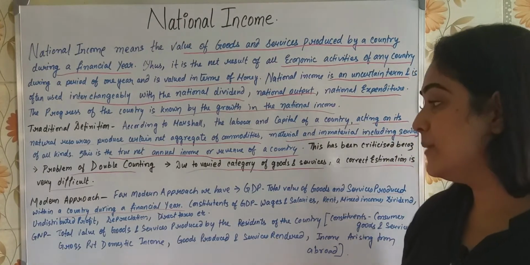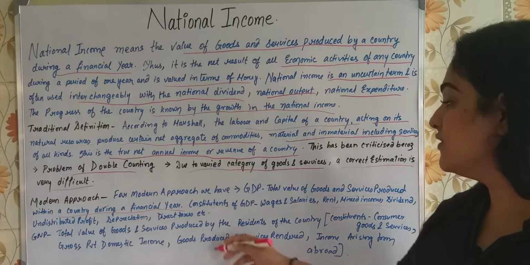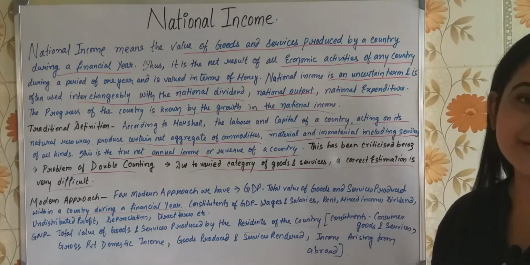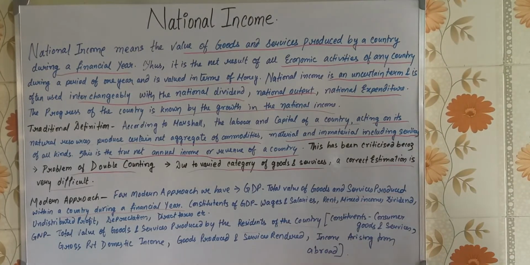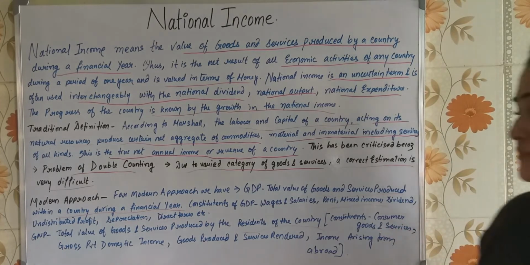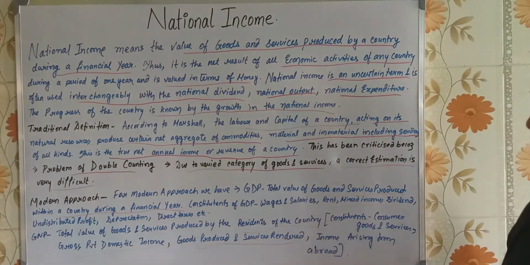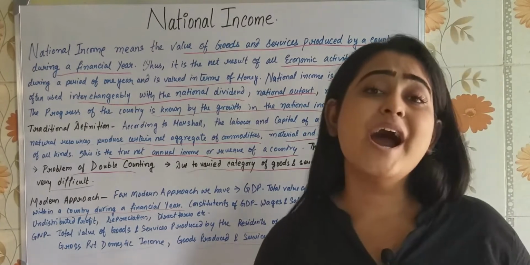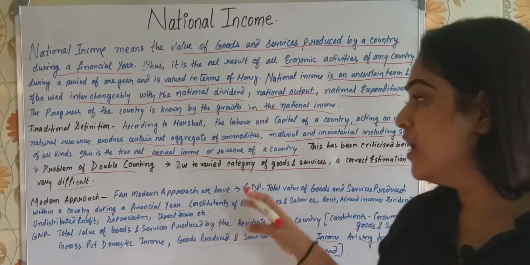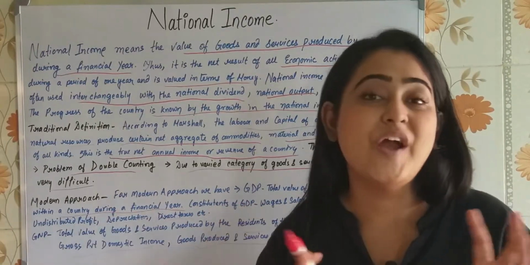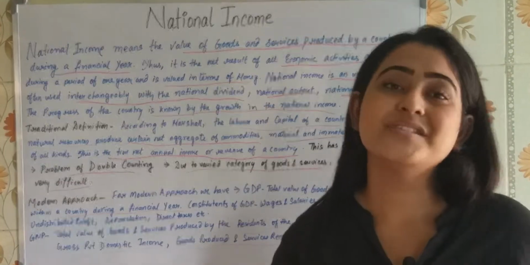Next is the GNP, the total value of goods and services produced by the residents of a country. That is what is important, the residents of a country. And what does it constitute? Consumer goods and services, then gross private domestic income, goods produced and services rendered, income arising from abroad, etc. So these are lots of the modern approaches, like what is GNP and what is GDP, that we have discussed. This actually signifies the modern approach.